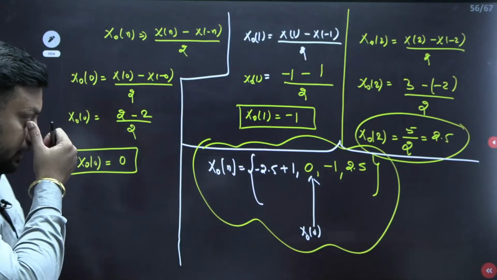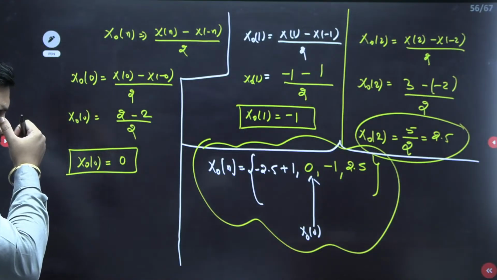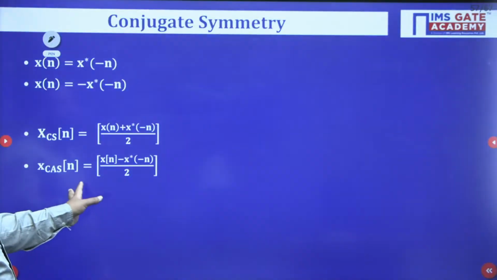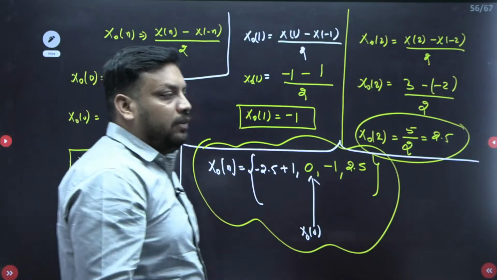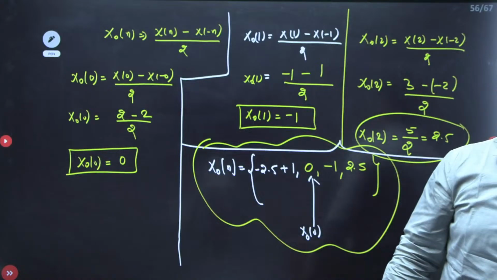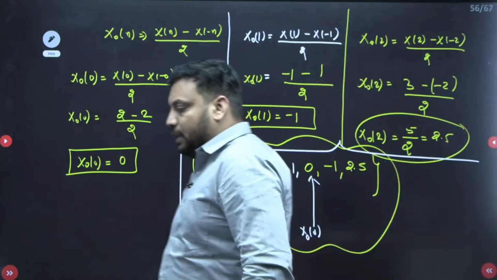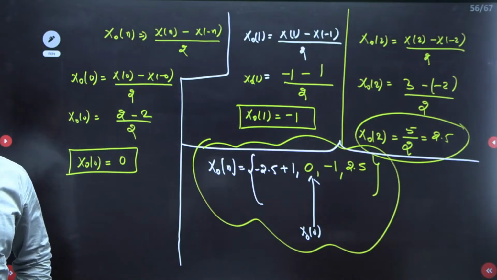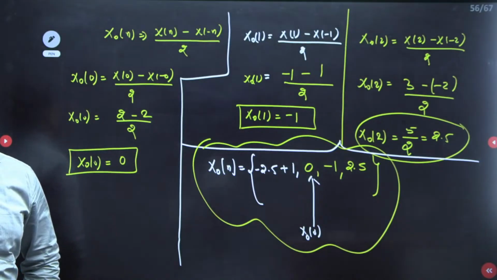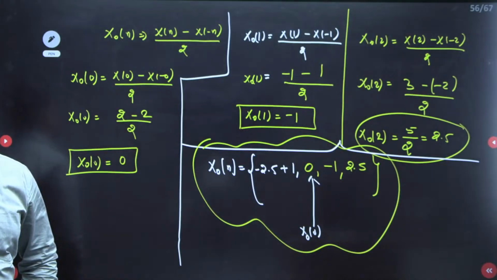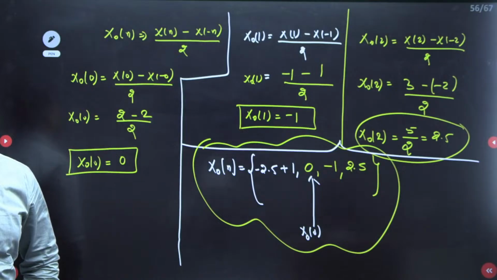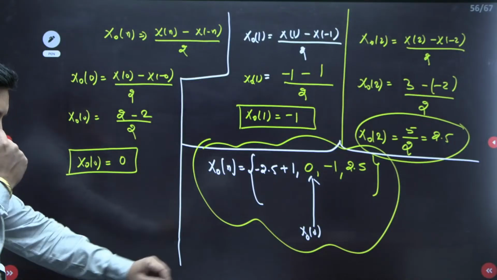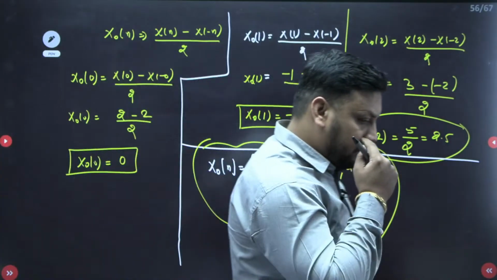Absolutely perfect, beta, absolutely perfect. Now all of you do reply. I think this even and odd component part is crystal clear to you. Bolo, yes or no? Yes sir, crystal clear. Shabash, chaliye. So now we are going for the next, dear children.